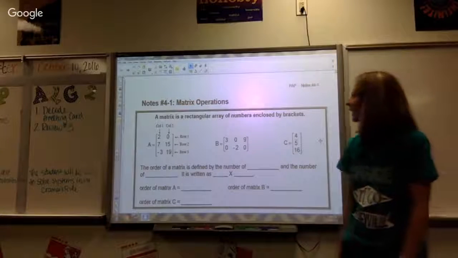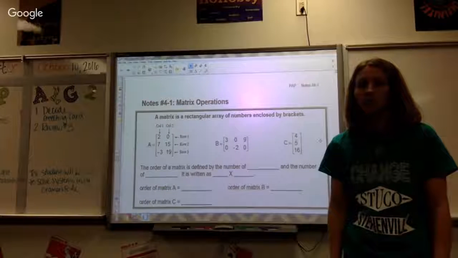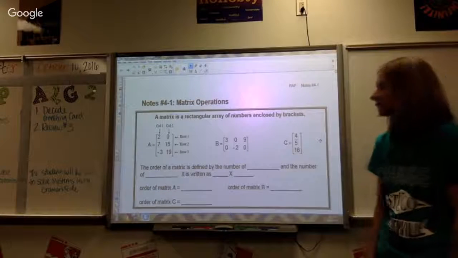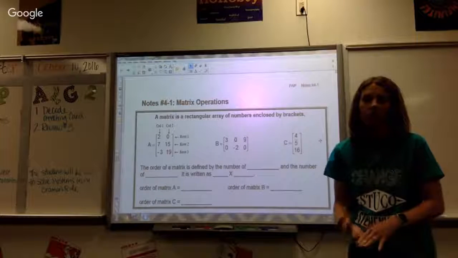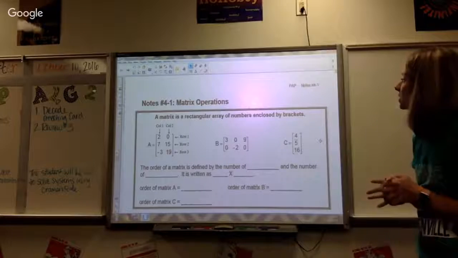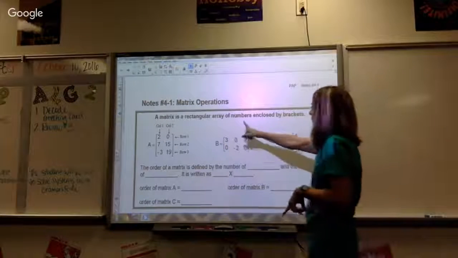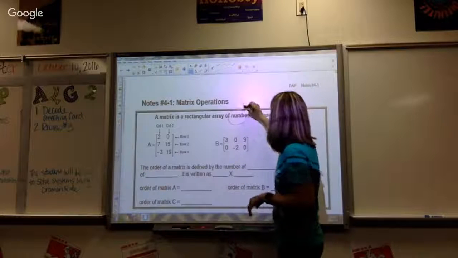Okay, today we're going to be looking at matrix operations. In this unit, we will be learning how to solve a system of equations by using matrices. So the first couple of lessons in this unit, we're going to just be doing the basics of a matrix. So it says a matrix is a rectangular array of numbers. Those numbers inside of a matrix are called elements.